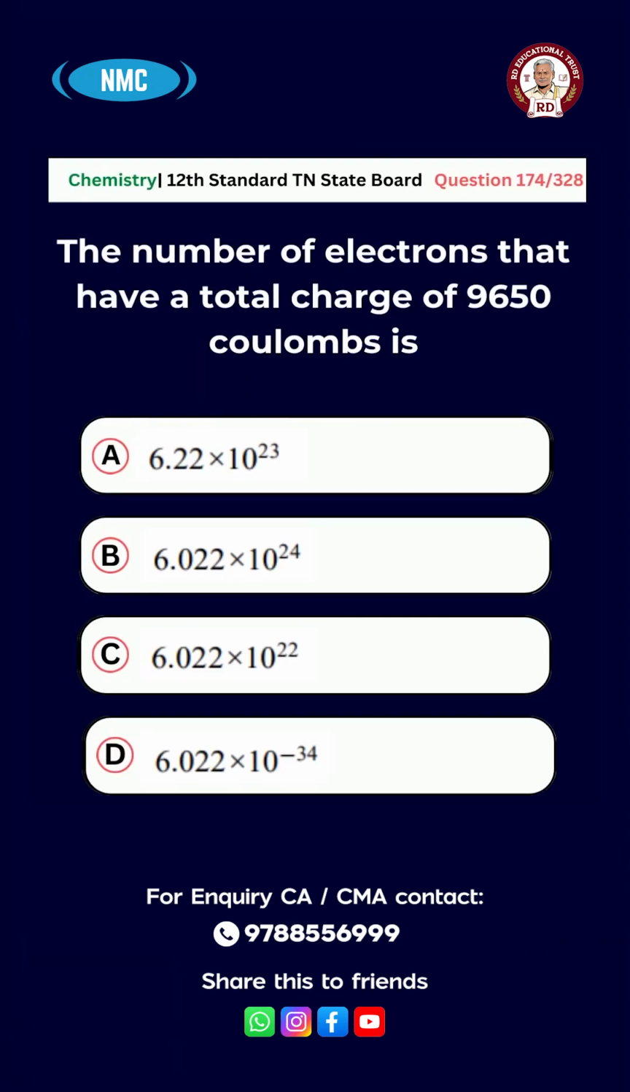The number of electrons that have a total charge of 9650 coulombs is: option A, 6.22 × 10^23; option B, 6.022 × 10^24; option C, 6.022 × 10^22; option D, 6.022 × 10^-34. The correct option is option C, 6.022 × 10^22.